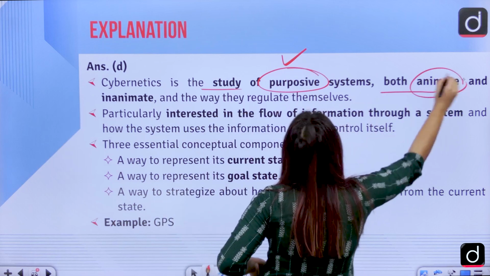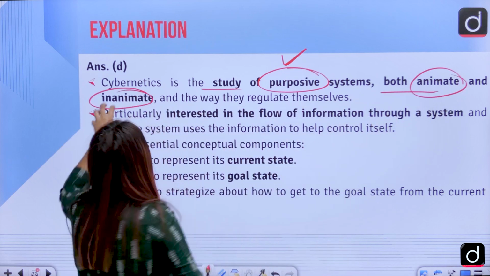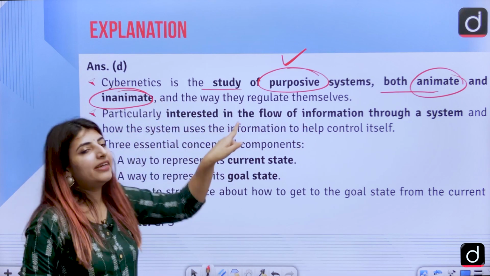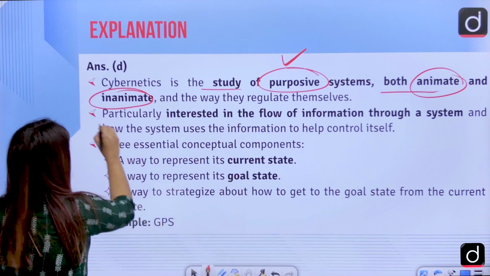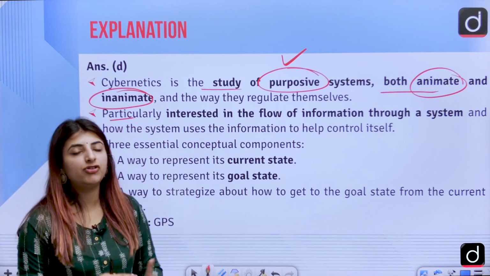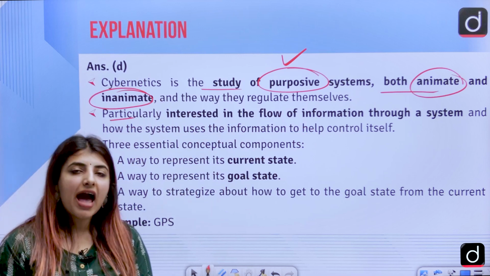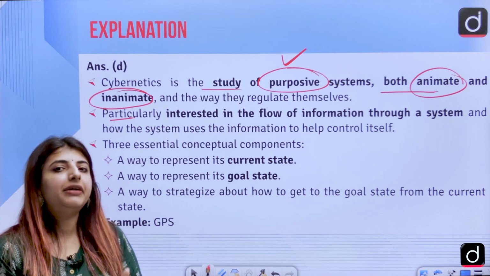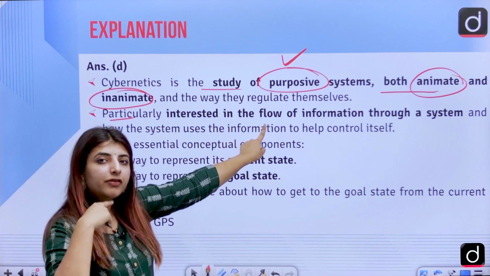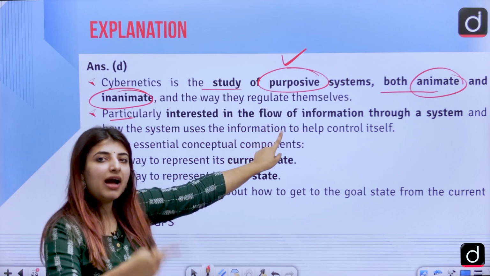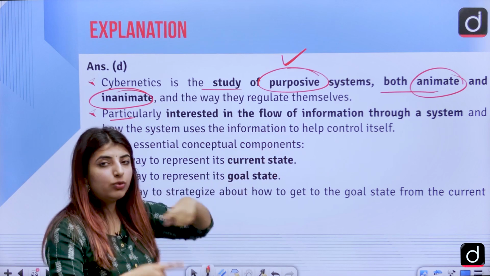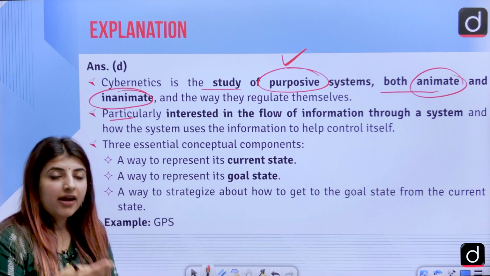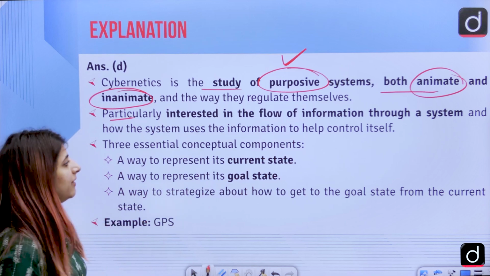Both animate and inanimate, right? Animals and humans, or the ones which are machines, and the way they regulate themselves. Particularly interested in the flow of information through a system. So if I am asking Alexa to play music, to do something, right? And if it is responding, right? The flow of information which is happening and the feedback that we both are sharing with one another, and how the machine starts playing the music that I asked it to, right? That is what we know as cybernetics.